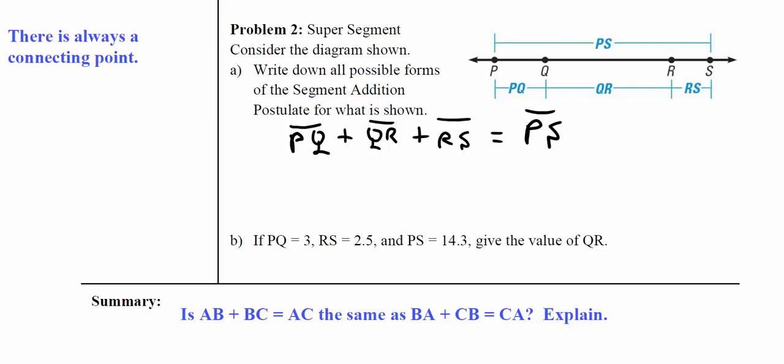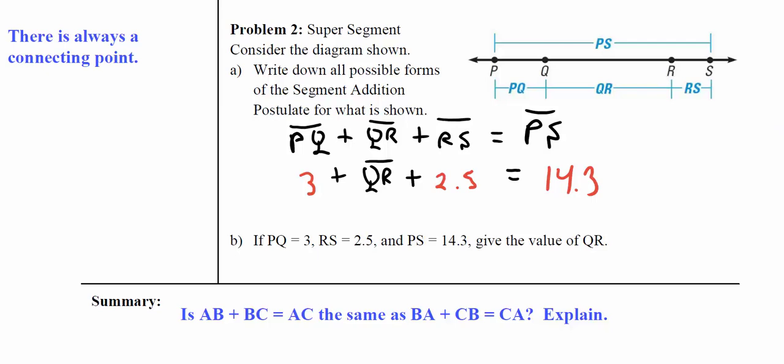For part B, let's go ahead and use this large segment addition postulate that we set up for this diagram. And this time they're going to give us some values. So for example, PQ is going to be 3. RS is going to be 2.5. And PS is going to be 14.3. And I'm going to go ahead and bring everything else down to equal. There was a plus here, a QR, and another plus. And we're going to go ahead and solve for QR.